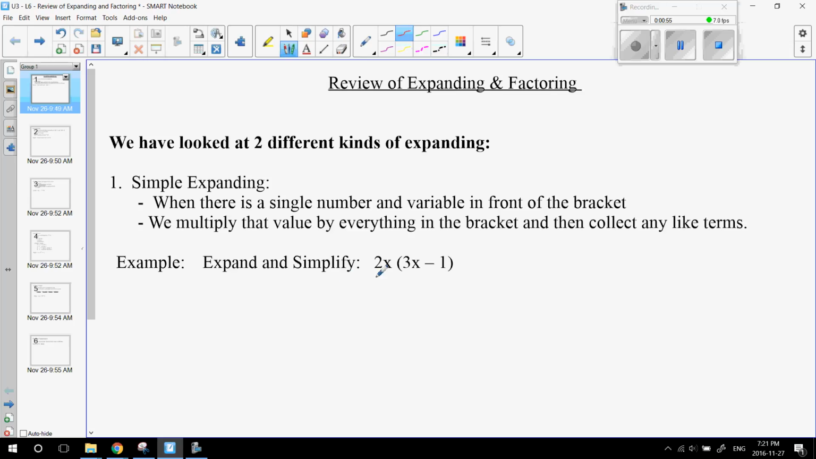It asks us to expand and simplify. We see that there is this one single term in front of our bracket, so that means we just take that term and multiply it by everything inside the bracket. So we have to multiply 2x by the 3x, and then also multiply the 2x by the negative 1. So let's expand this out. 2x multiplied by the 3x. We do the numbers first. 2 times 3, that gives us a 6. Then we do the variables. x times x gives us an x squared.